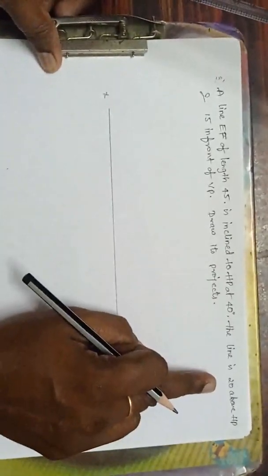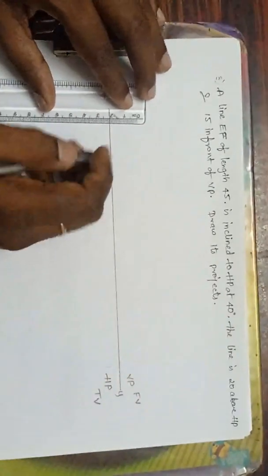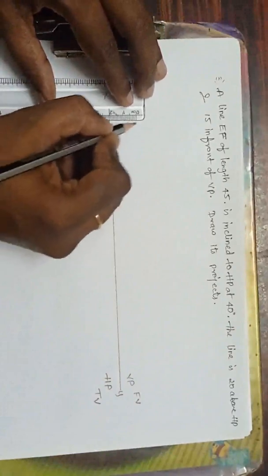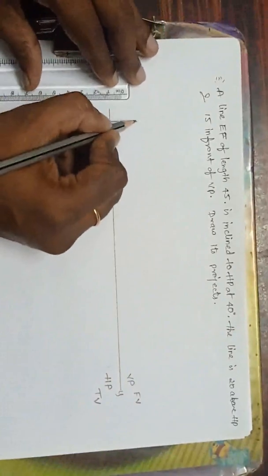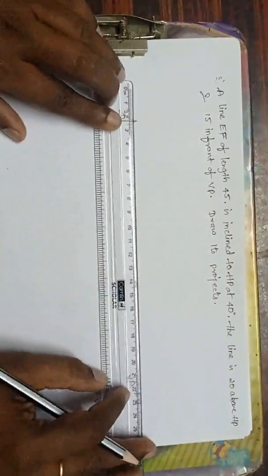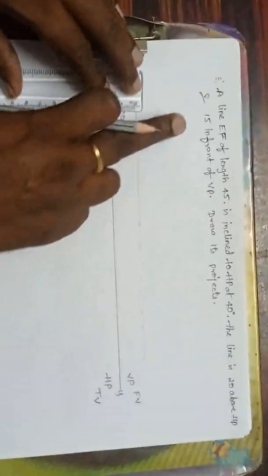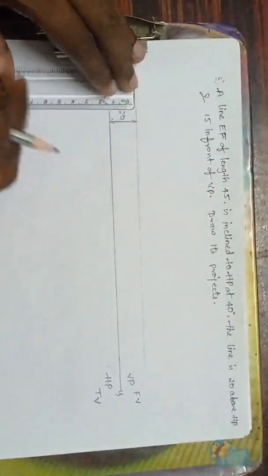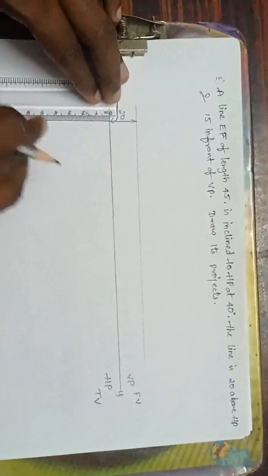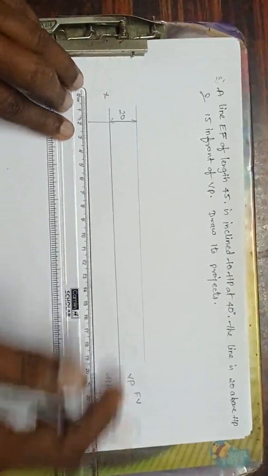Draw the gaps immediately. Next, what he has given, 20 above the HP. He said 20 above the HP. Means that I have to draw in the VP. Done. So this is 20. Next, to draw the horizontal line. Next, 15 in front of VP, he said. So I have to draw the 15 in the HP. So this is 15. And draw the line.